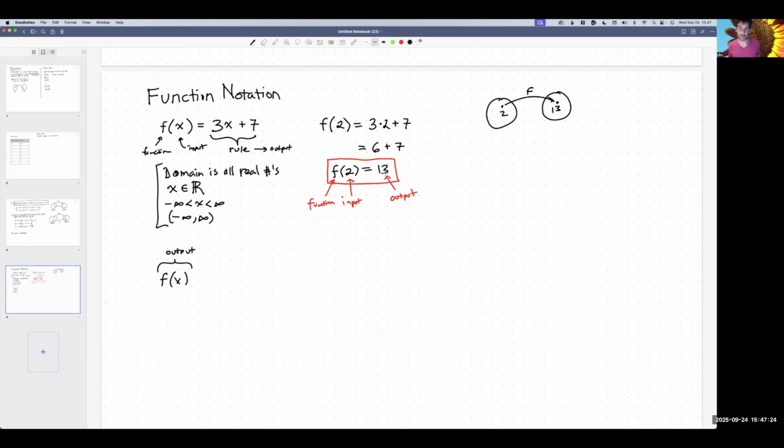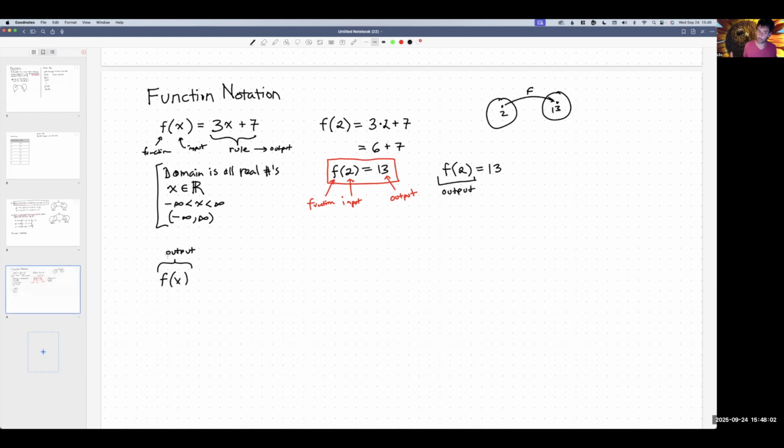Look at what I have in the red box. Let's rewrite this. f of 2 equal to 13, right? I've got an equal sign. What that means is, this sounds obvious, but the things on either side of the equal sign are equivalent. And I just got done telling you in this red box that 13 is the output. f of 2 is equal to 13. So this whole thing must be the output because it's equal to the output, right?